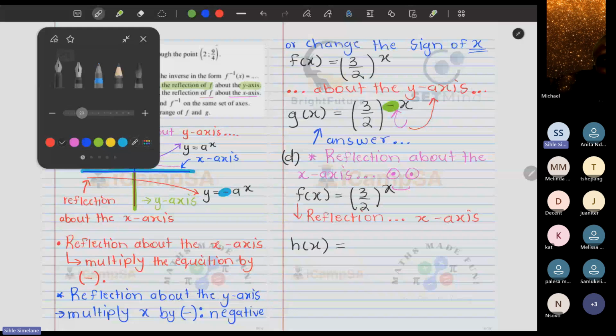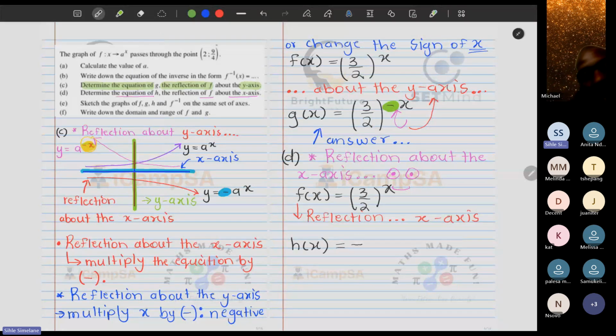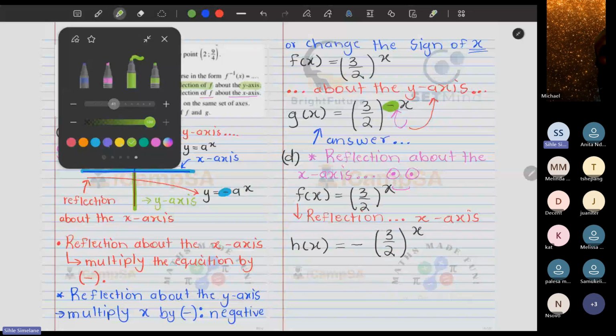Yep, on point. So thanks for that. We can now mute, guys. It is going to have a negative here in the front. Then we'll have 3 over 2 to the power of x. What is your takeaway, guys? This is the only healthy takeaway, by the way.